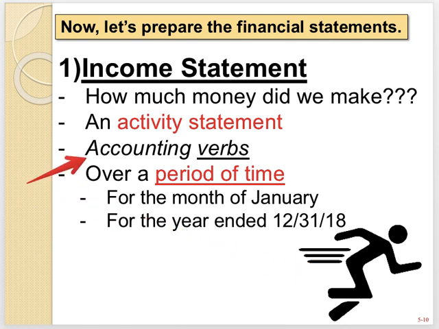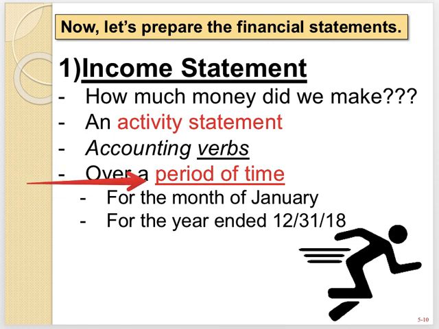The reason is because it's measuring activity, or verbs, actions. The things that go into income are revenues minus expenses. Revenues is an action. It's selling, it's providing services. So we're measuring how much activity, how much we sold, how much we provided. And expenses are all the things you used up, and using is a verb. It's an action, and you measure actions over a period of time.